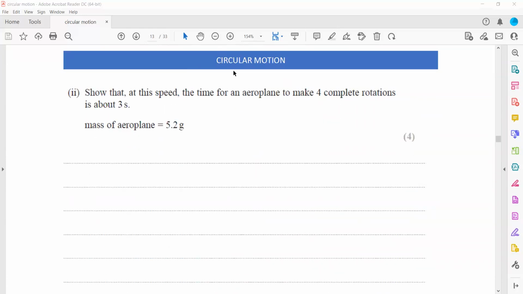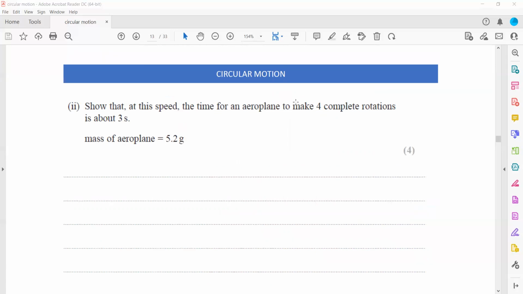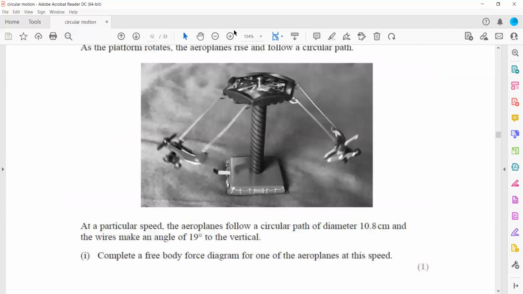Show that at this speed, the time for an airplane to make 4 complete rotations is about 3 seconds. The mass of the airplane is 5.2 grams, so you have to convert it into kilograms. It will be 5.2 into 10 to the power minus 3 kilogram. So again, the weight is acting downward. There is a tension in the wire, and it is making an angle of 19 degrees to the vertical.